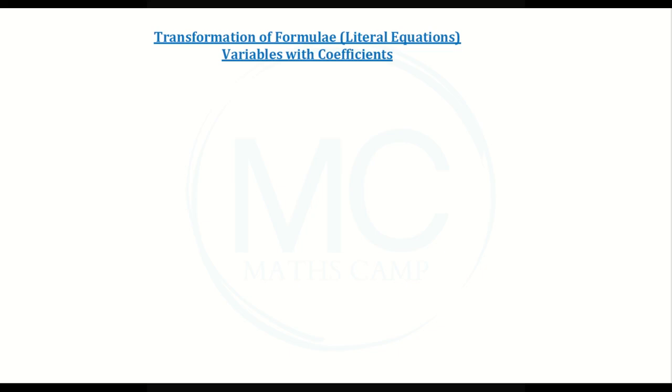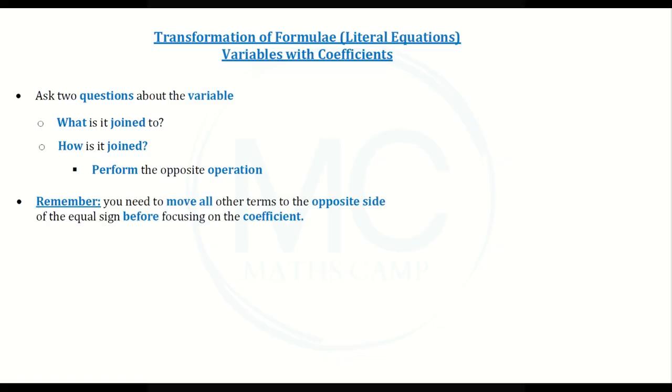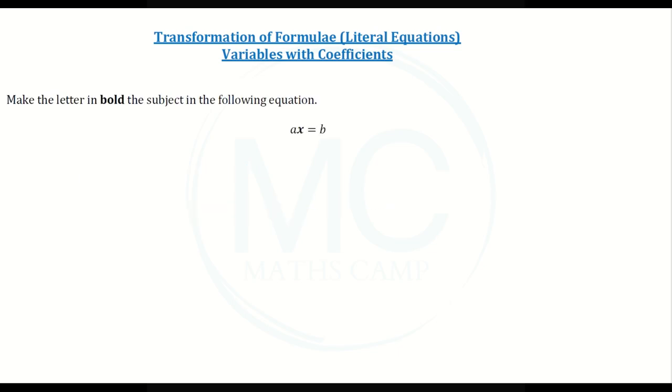Hi, in this video, we are going to look at how we go about making a variable the subject of the formula when it has a coefficient. To do this, we need to ask two questions about the variable. One, what is it joined to? And two, how is it joined? Then we perform the opposite operation. Remember that you need to move all other terms to the opposite side of the equal sign before focusing on the coefficient. Let's look at some examples.